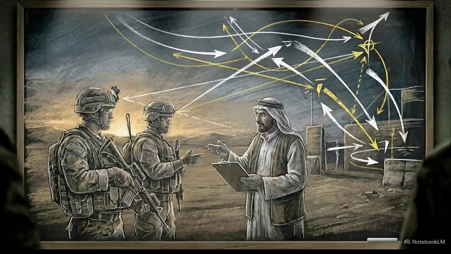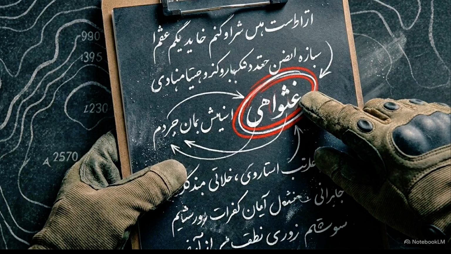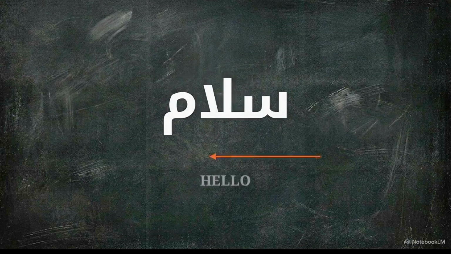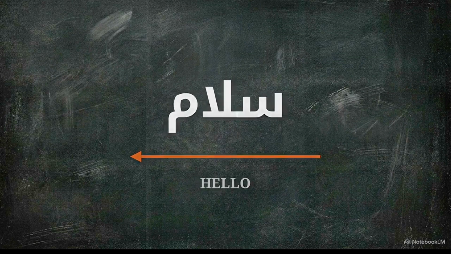Before you can effectively navigate key leader engagements or secure a local checkpoint, you have to master the visual alphabet. Recognizing these letters is the baseline for processing the visual information found throughout your operational sector. The first rule of Farsi: always read and write from right to left.